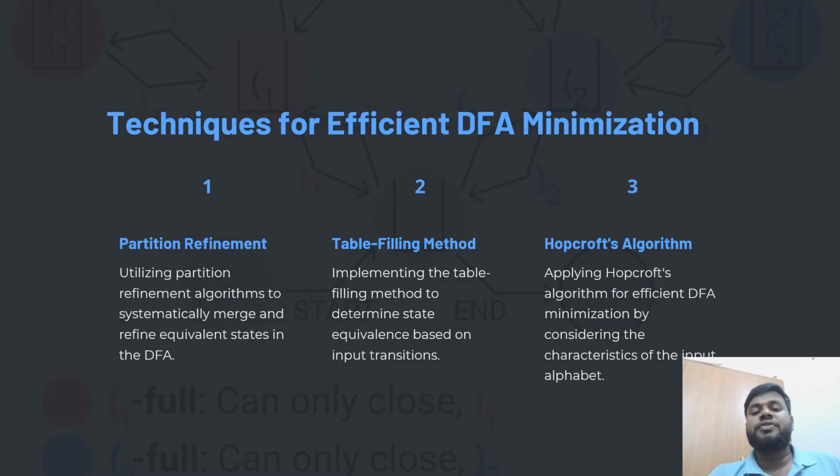Techniques for efficient DFA minimization. Partition refinement: utilizing partition refinement algorithms to systematically merge and refine equivalent states in the DFA. Table filling method: implementing the table filling method to determine state equivalence based on the input transitions. Third, Hopcroft's algorithm: applying Hopcroft's algorithm for efficient DFA minimization by considering the characters of the input alphabet.